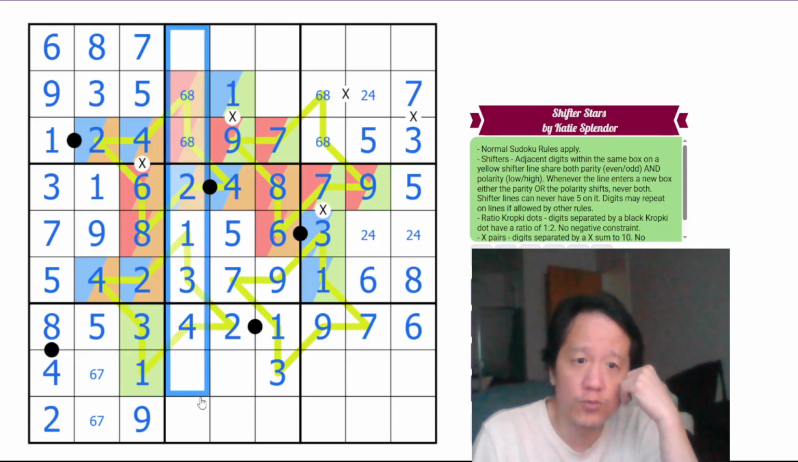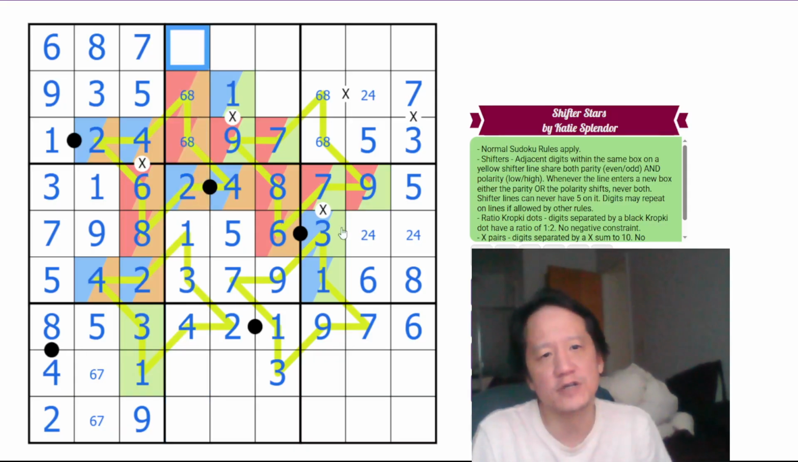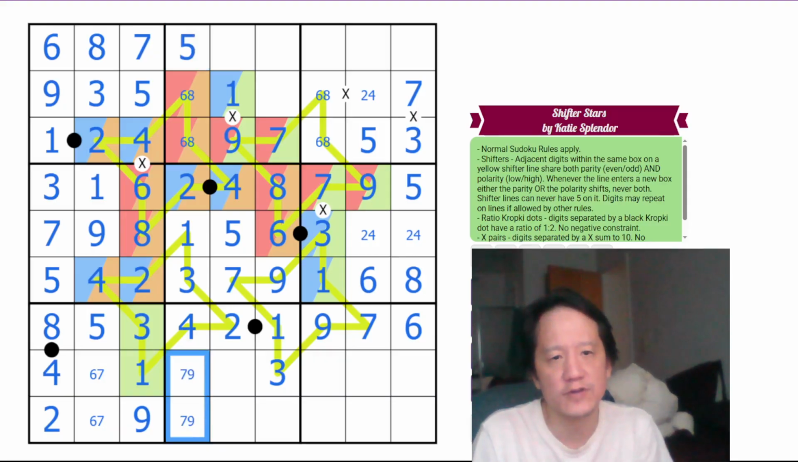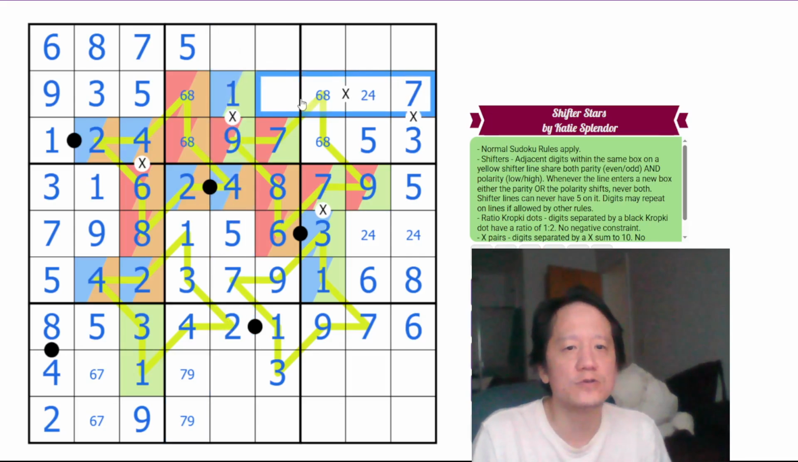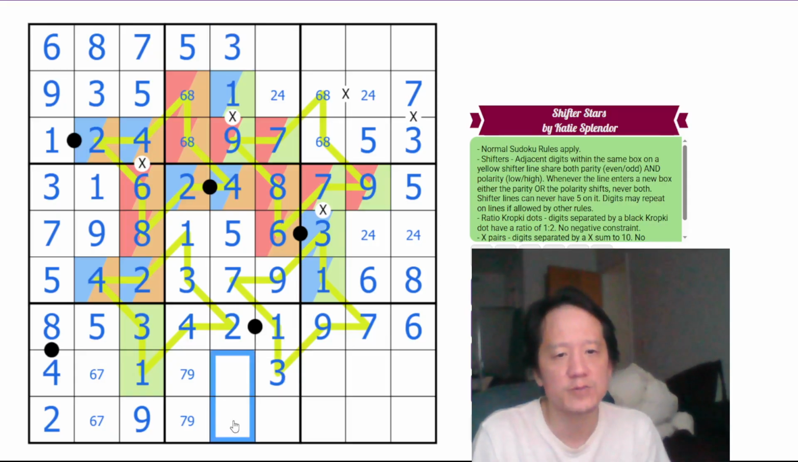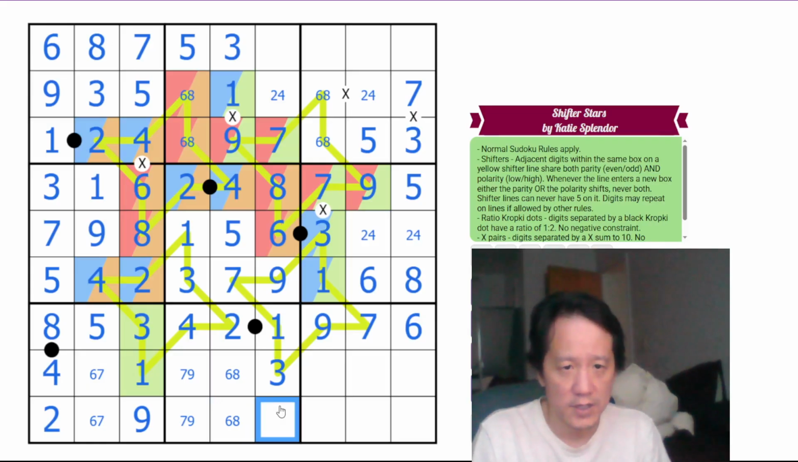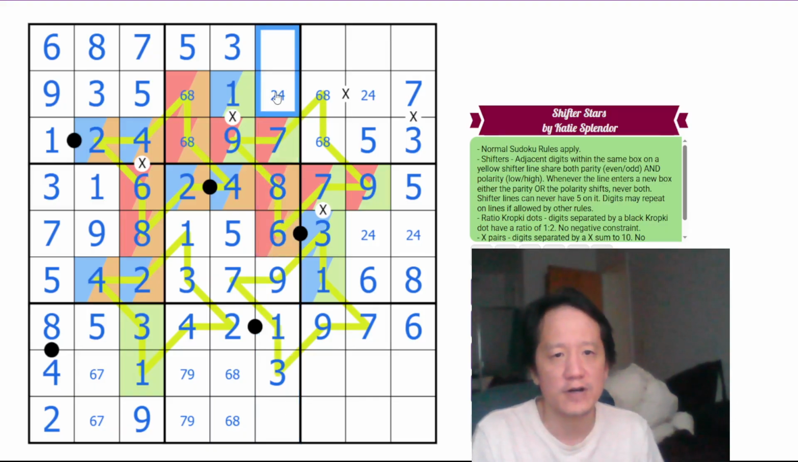In column 4, we are missing 5, 7, and 9 again. This can't be 7 or 9, so this must be 5, and therefore this is a 7-9 pair here. In row 2, we're missing a 2, 4, so that could be 2 or 4 there. In column 5, we are missing 3, 6, and 8, but neither of these can be 3, so this must be a 3 here. This must be a 6, 8 pair here. In column 6, we are missing 2, 4, and 5, but obviously this can't be 5 because of the 5 in the box, so 5 must be here. This must be a 2, 4 pair.